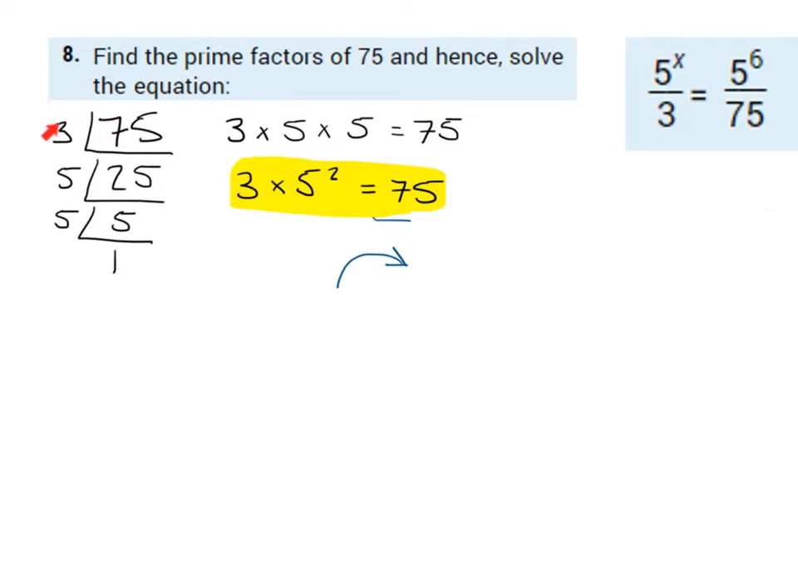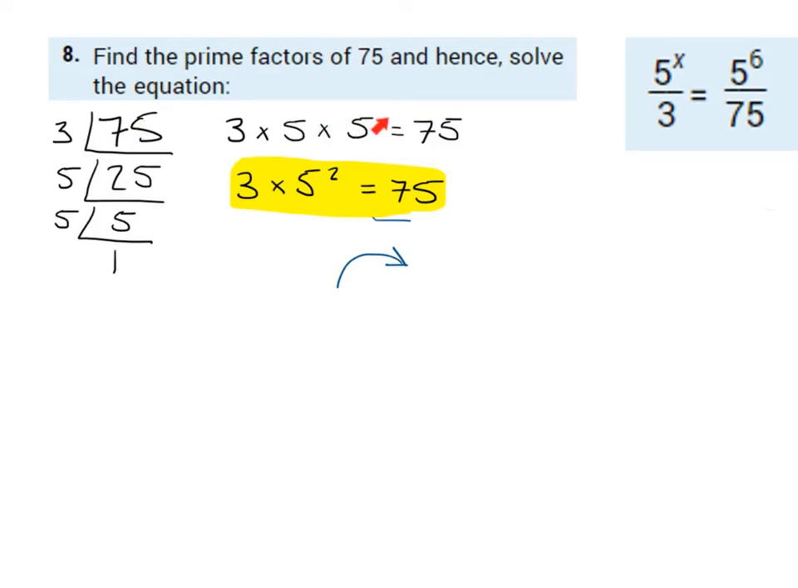So 75 divided by 3 is 25. 25 divided by 5 is 5. And 5 divided by 5 is 1. Now 1 is not a prime number. A prime number has two factors. 1 only has itself as a factor. So 3, 5 and 5 are the prime numbers that divide evenly into 75.